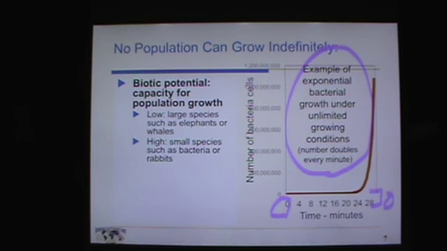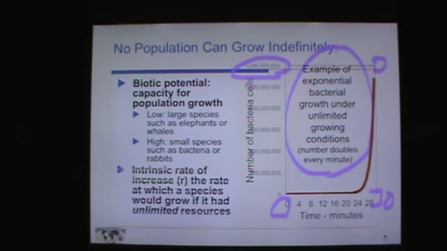You may not be able to make out that scale, but that's 1,200,000 bacteria in a little more than 30 minutes of growth from a single bacterium. That's exponential growth. The number doubles every minute. So that's a pretty high capacity for bacterial growth, or for organism growth.